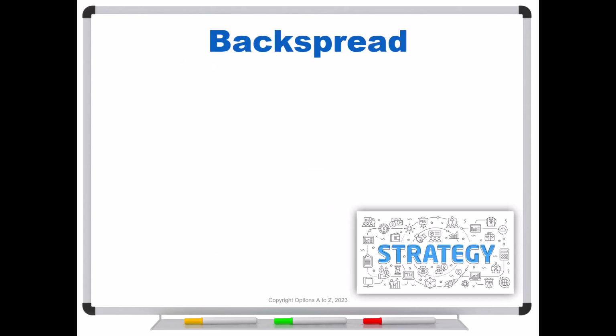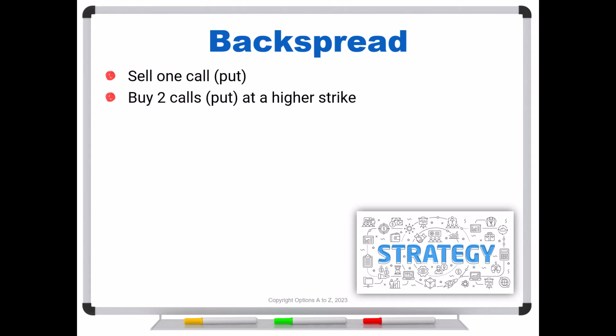So first off, let's do a quick definition of a backspread. We've talked about this before, but it's a strategy where we might, let's say, sell a call option and then buy two calls at a higher strike. They have to have the same expirations. Now, of course, we could do any strategy with puts as well. If we sold a put and then bought two lower strike puts, that would be a backspread as well.